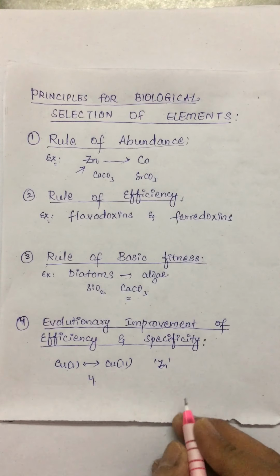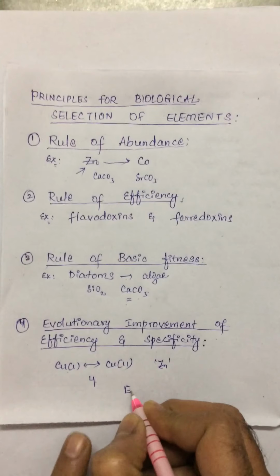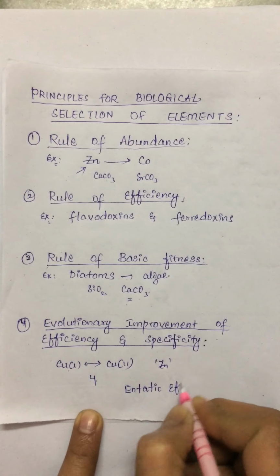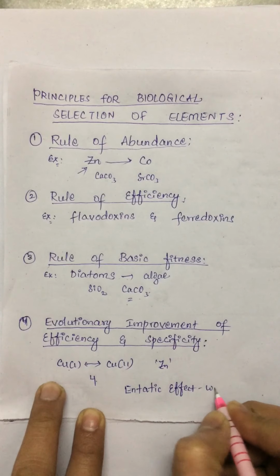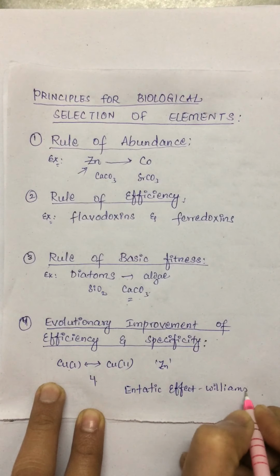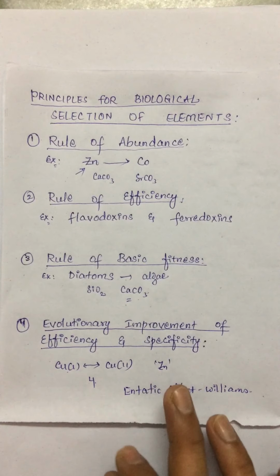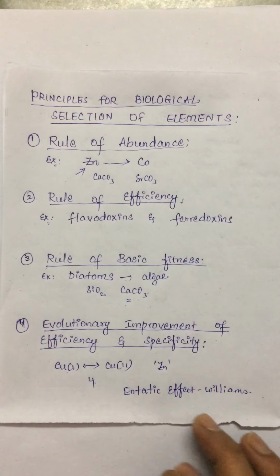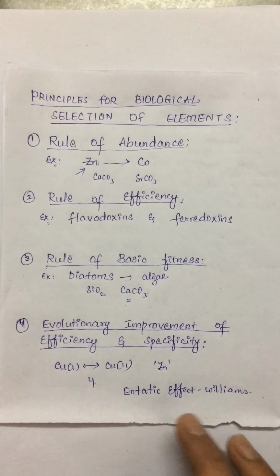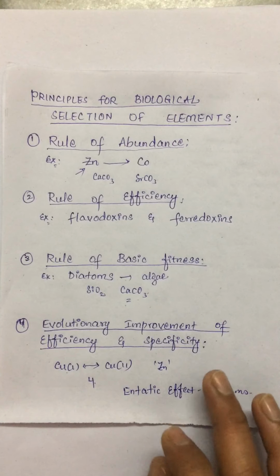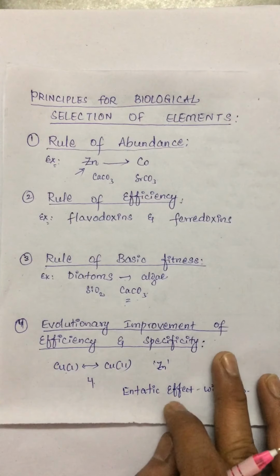Such an effect was called the entatic effect by Williams. So what does the entatic effect mean? Suppose I choose an enzyme, at the active site of the enzyme, it does not have a perfect geometry. Instead, it has a distorted or strained geometry which is responsible for its high catalytic activity, which is called the entatic effect.